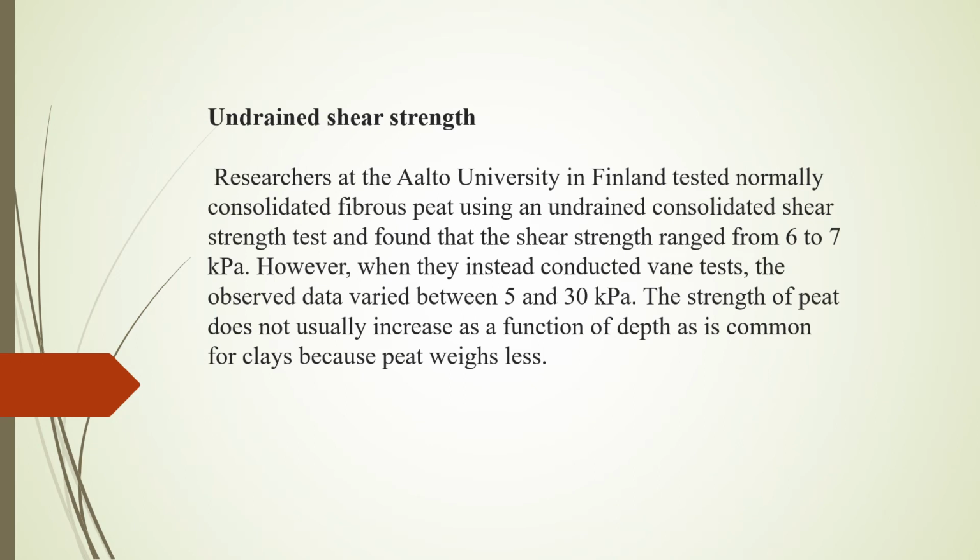Undrained shear test is one of the options, and I found out in one of the universities in Finland that they conducted a couple of tests on peat material, and they found there is a difference in shear strength. If they did an undrained consolidation shear test, they found the range 6 to 7 kPa. However, when they conducted a vane test, they got from 5 to 30 kPa.